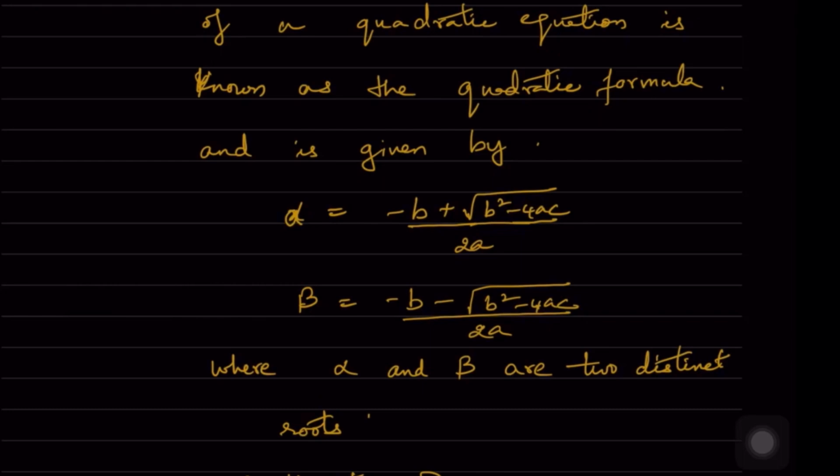These two are Greek letters, so these two are distinct roots. So alpha is equal to minus b plus root of b square minus 4ac, that is the discriminant, by 2a, and beta is equal to minus b minus root of b square minus 4ac by 2a.